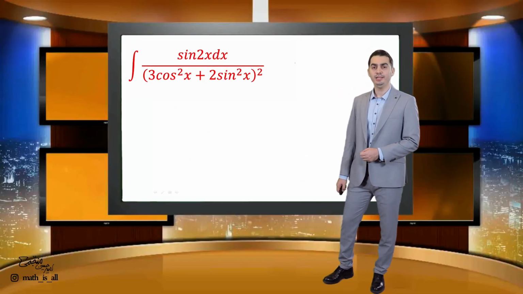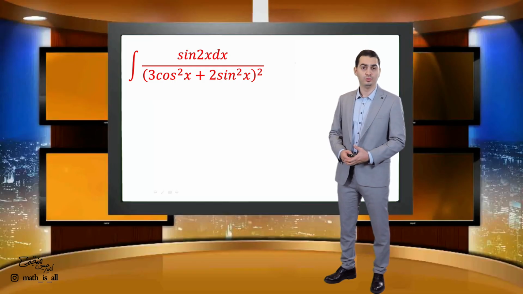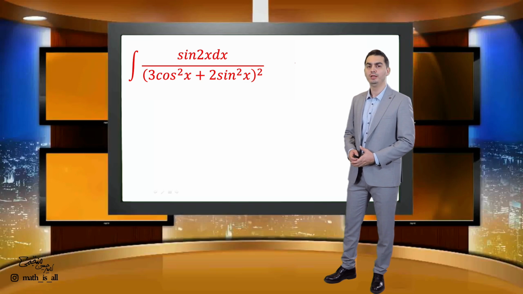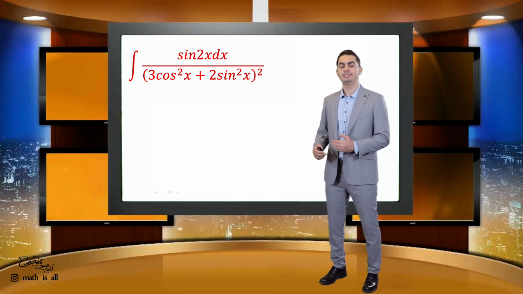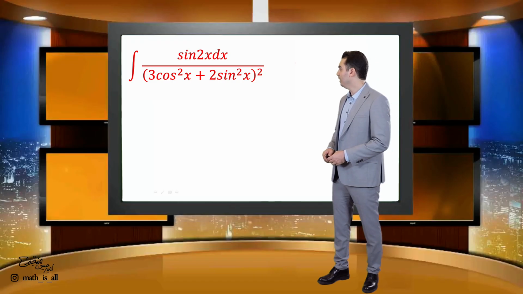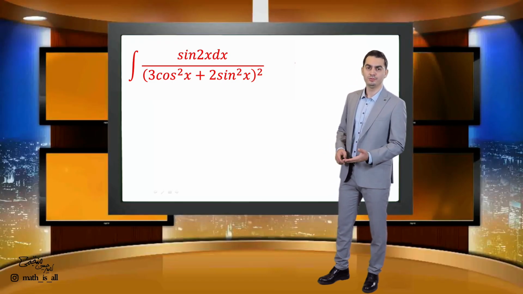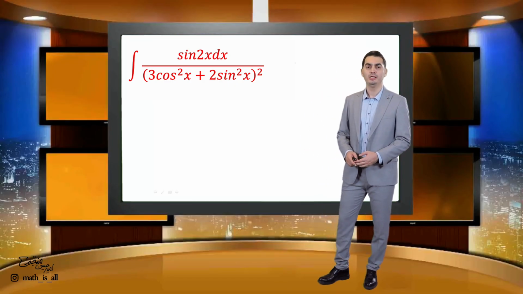We have the integral of sine 2x divided by the quantity 3 cosine squared x plus 2 sine squared x, all squared. Since I want you to solve it yourself, I'll give you a hint to start. We know that sine squared plus cosine squared equals 1. We have 3 cosine squared plus 2 sine squared. It's very simple. We combine 2 of the cosine squareds with the 2 sine squareds to get the number 2. And just 1 cosine squared remains. Let's begin by applying this idea.